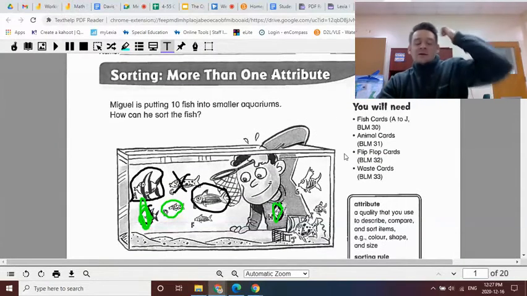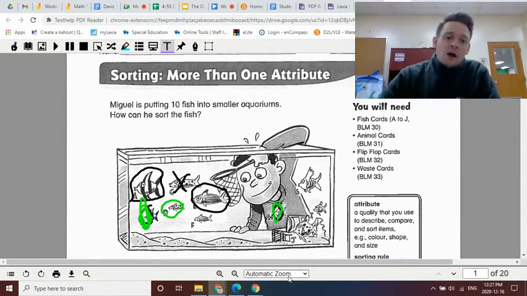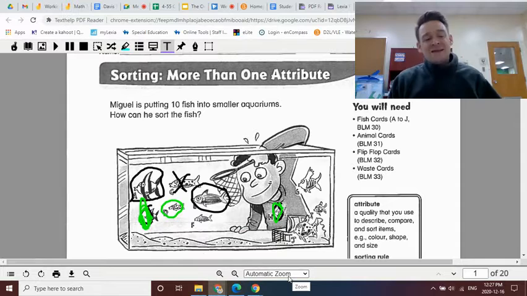Okay, let's dip back into math from this morning. So we're talking about sorting data that has more than one attribute, and that's just a fancy way of saying, well, we could compare our data in different ways. So it's kind of thinking about comparing data that can be looked at in more than one way.